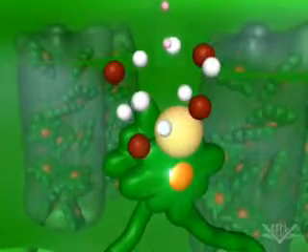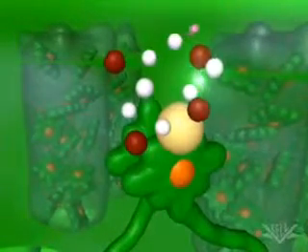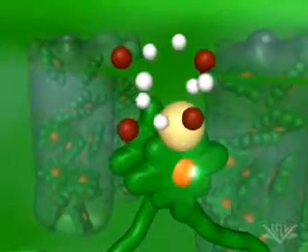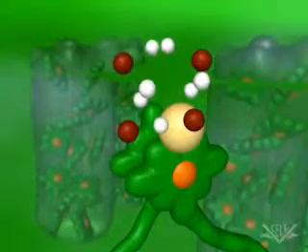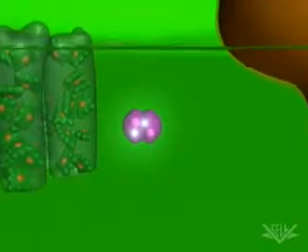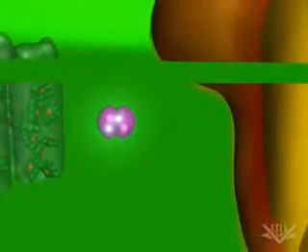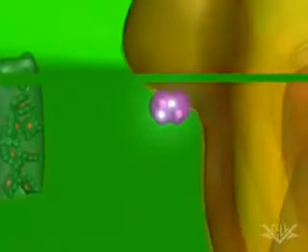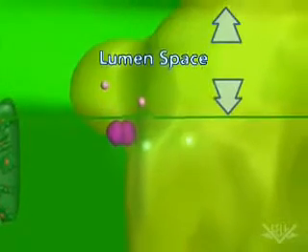This contributes to a hydrogen ion gradient similar to the one created by mitochondrial electron transport. After 2 water molecules have been split, 1 molecule of molecular oxygen is created. Plastoquinone QB then transfers the 2 electrons to the cytochrome B6F complex. The 2 protons it picked up are released into the lumen.